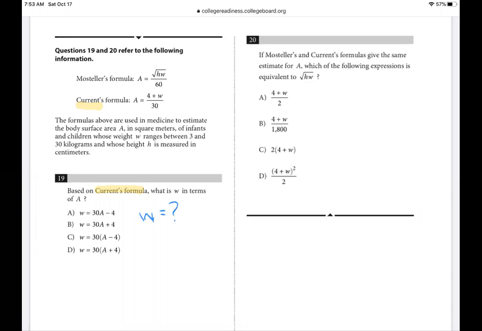And for number 20, if Mosteller's and Current's formula give the same estimate for A, based on that statement, same estimate for A, we can set those two formulas equal to each other. So you can take your Mosteller's formula, the square root of HW over 60, and set it equal to Current's formula, 4 plus W over 30. This might not look like fun, but the next hint is to cross multiply, and it will make this much easier to deal with.